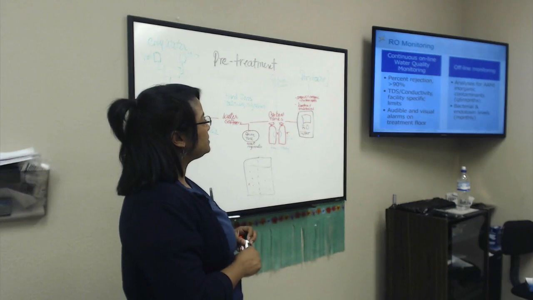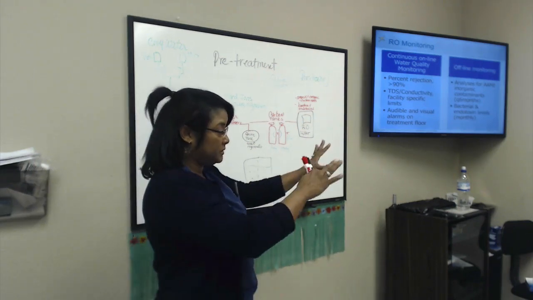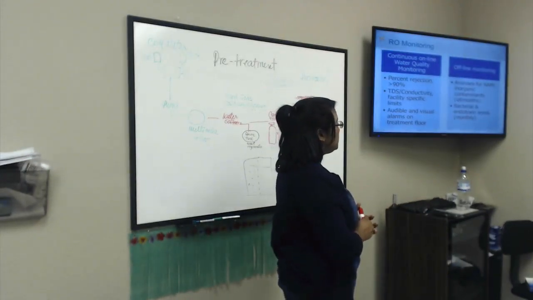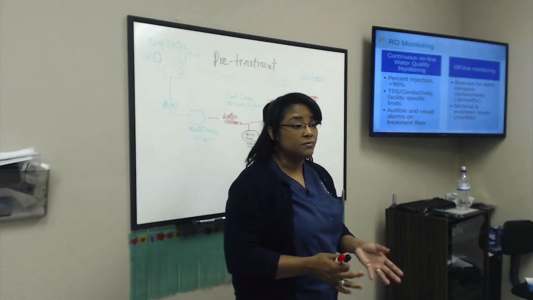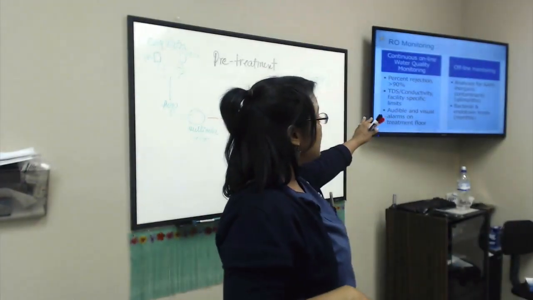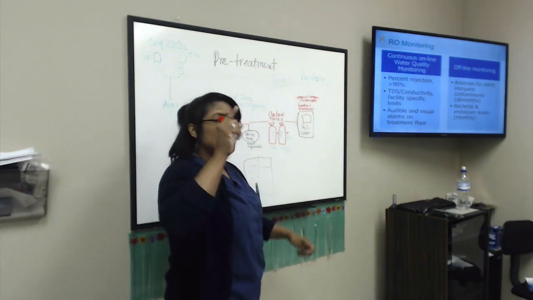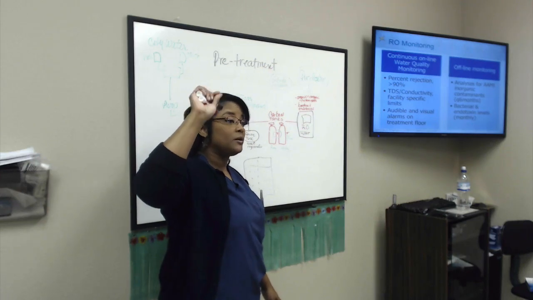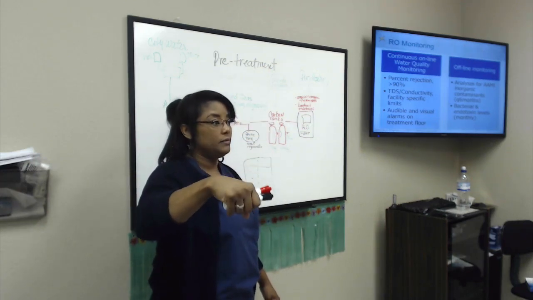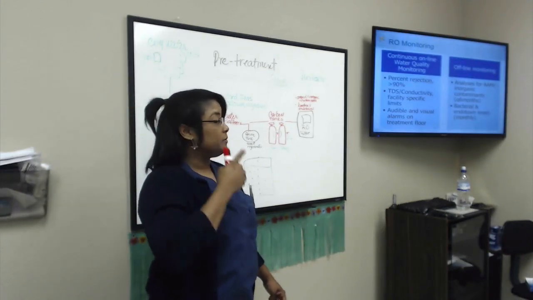We have the conductivity, that is facility-specific limits. We have different limits in the facility. We have an audible and visual alarm on the treatment floor that most of you saw. If something goes wrong with this, if it breaks the RO, we need to have an alarm that goes off in the clinic, in the unit itself, on the treatment floor, so that everyone is aware something is going on with the RO.